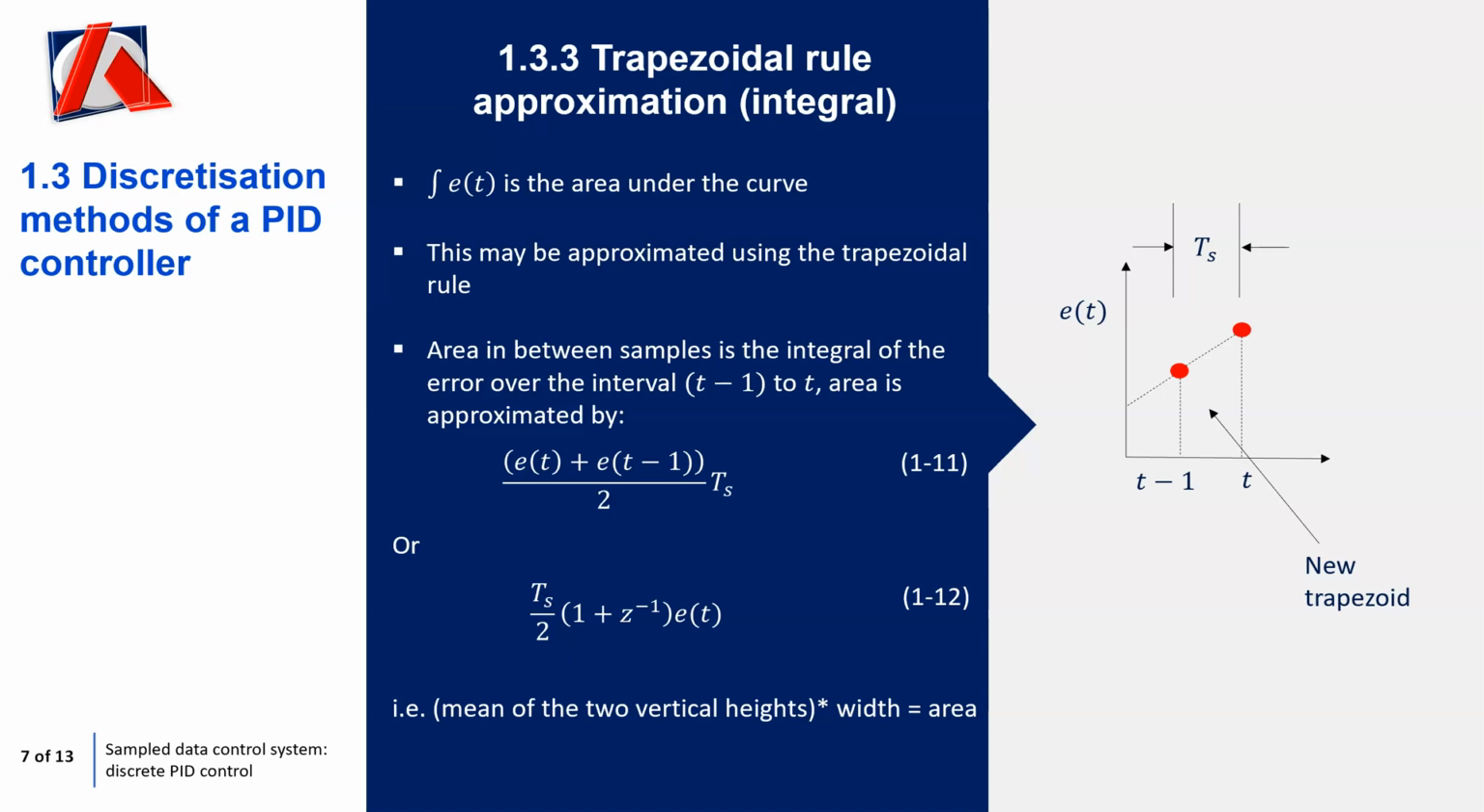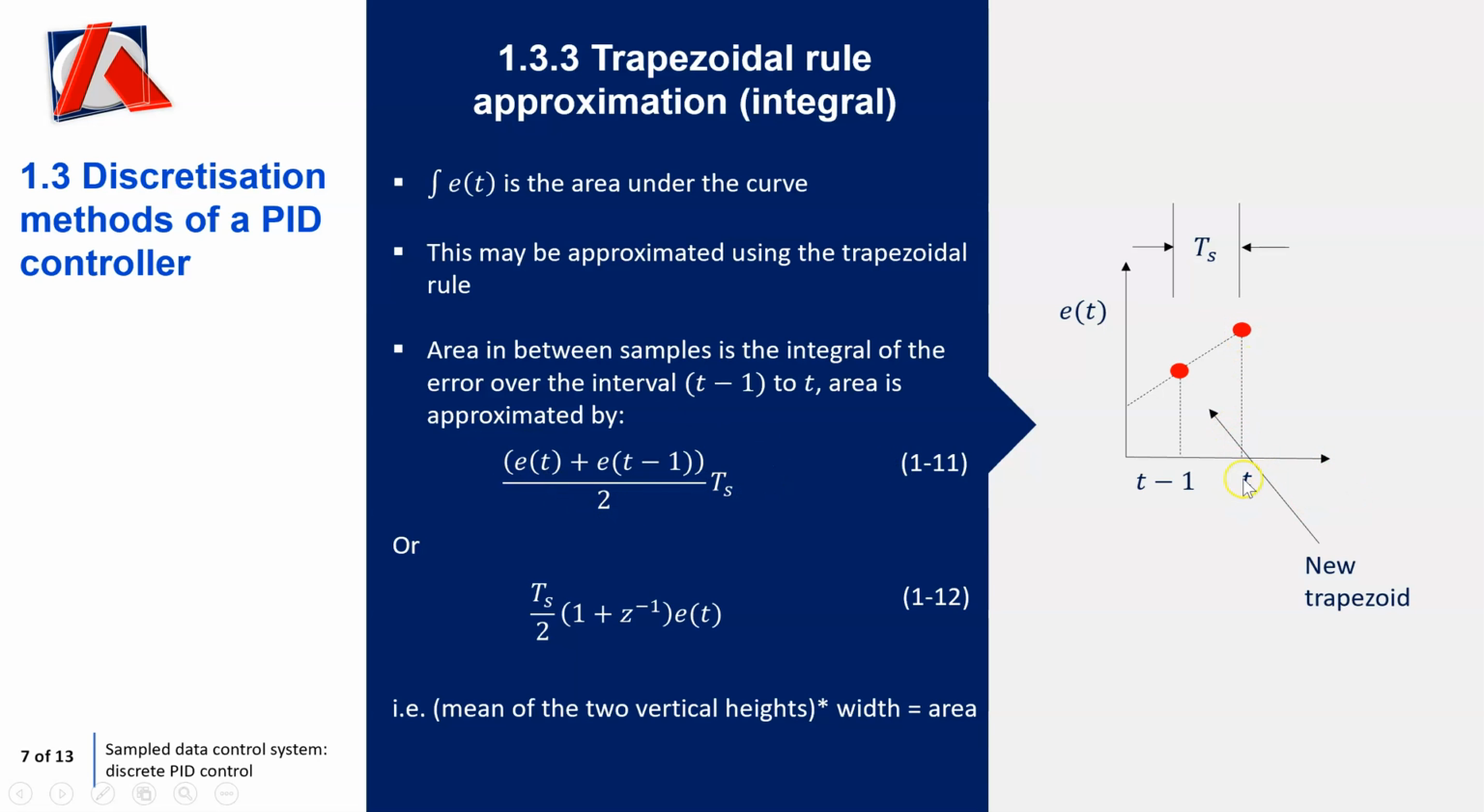Now I'm going to look at the trapezoidal rule approximation for the integral. So this is effectively the integral of e(t), so it's the area under the curve. What we want to do is get an approximation for this area. It's quite simple mathematics, and we can approximate this using the trapezoidal rule. So the area in between samples is the integral over the interval t-1, so that's your past sample, to t. So the area is approximated by this equation.